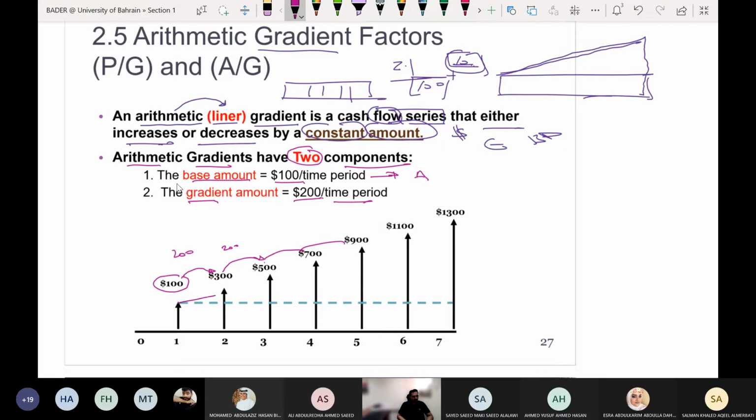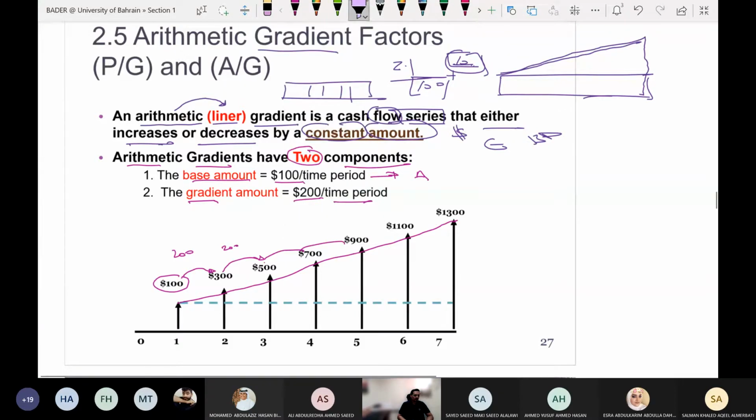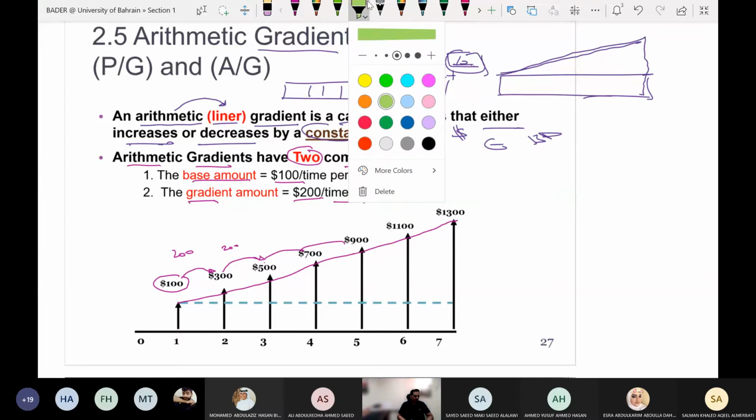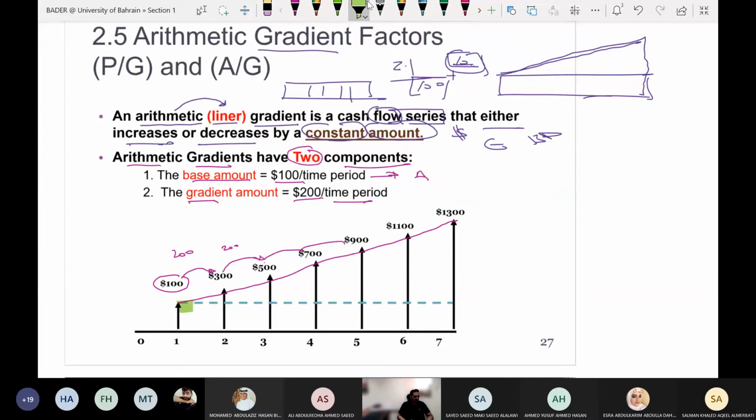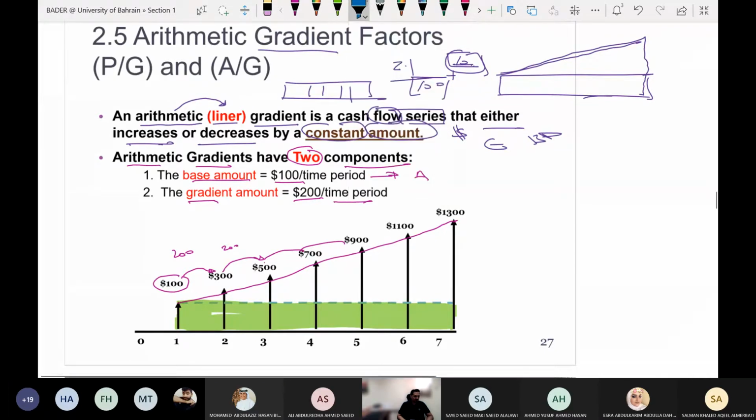So in fact, if I just draw the diagram, I will realize there are two compartments. What do I mean by compartments? I have a compartment representing my base, which is my annuity, and I have another compartment which I'm studying today and trying to focus on.